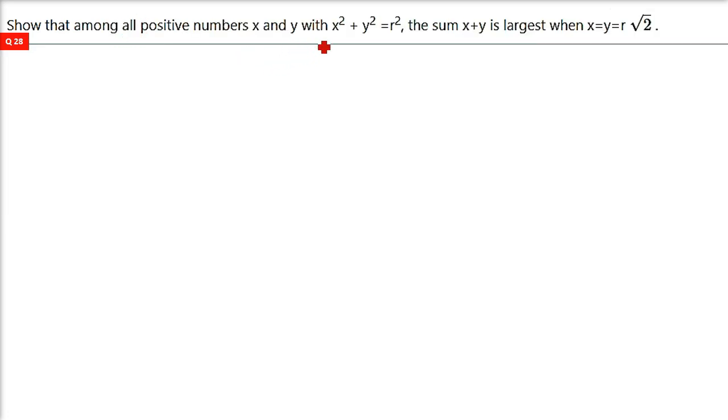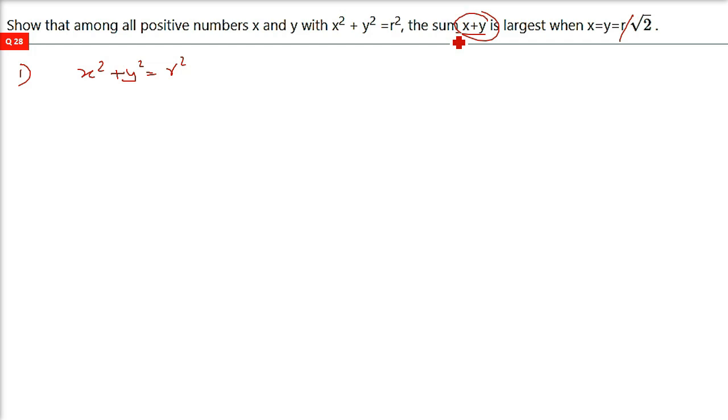Show that among all positive numbers x and y with x square plus y square equals r square, the sum x plus y is largest when x equals y equals r by √2. So what will be the first thing? First thing is x square plus y square is equal to r square. This is already given in the question. And for x and y you have to show that it's going to be r by √2.